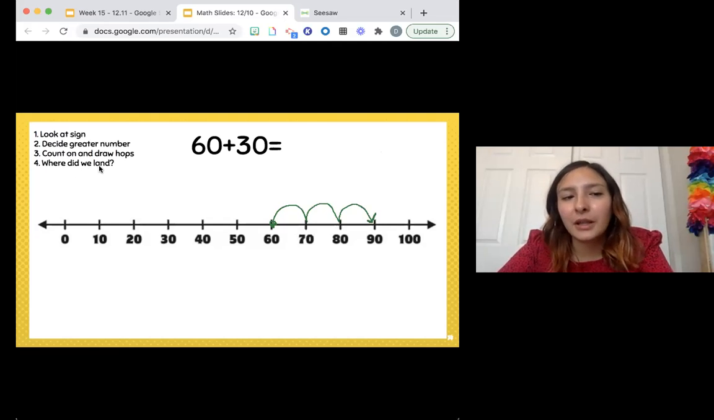Hey, where did we land? Okay, we landed on 90. Yeah, we landed on 90. So then 60 plus 30 equals 90.